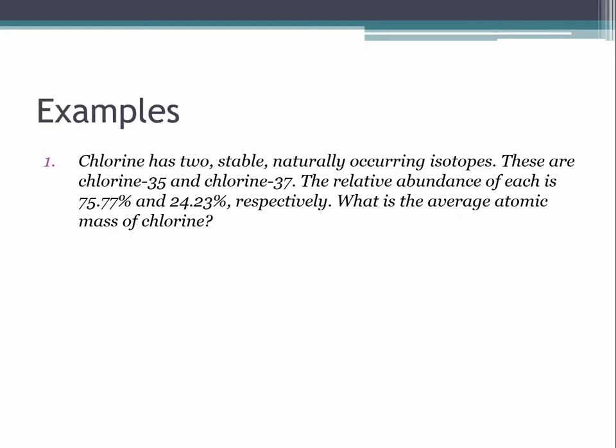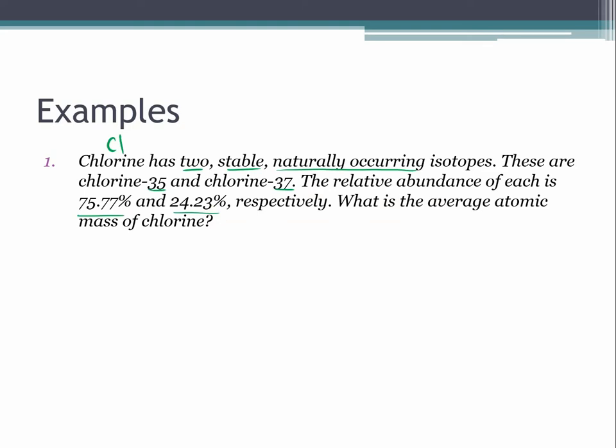Here we go. Example number 1, chlorine, good old chlorine from your table, Cl, has 2 stable, naturally occurring isotopes. These are chlorine 35 and chlorine 37. The relative abundance of each is 75.77% and 24.23%, respectively. And we're asked to find the average atomic mass of chlorine.